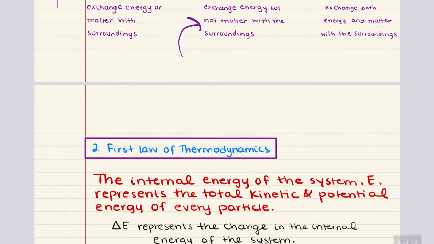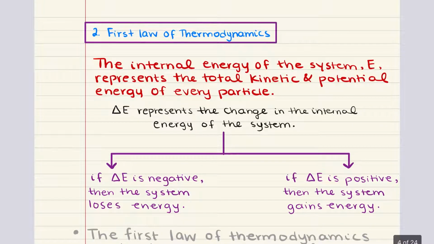Now, having selected an appropriate system, our next step is then to describe the internal energy of that system. And this leads us into the second objective. The internal energy of the system represents the kinetic and potential energy of every particle in the system. Now that sounds crazy to know all of this information. Even for simple systems, this would be unachievable.